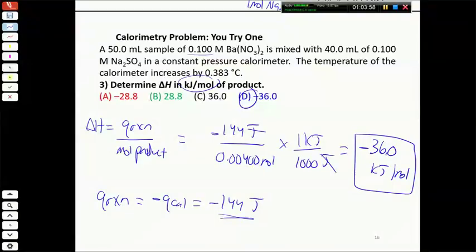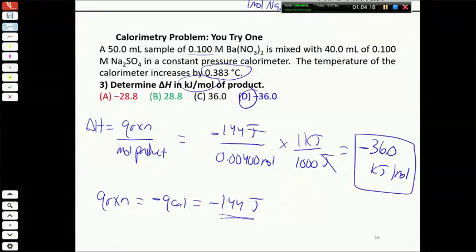So here we see that 2 of our answer choices are positive, 2 of them are negative. We know from the very first piece of information that we use, the temperature of the calorimeter increases. And remember, if the temperature of the surroundings increases, that has to be an exothermic reaction, which means delta H has to be negative.